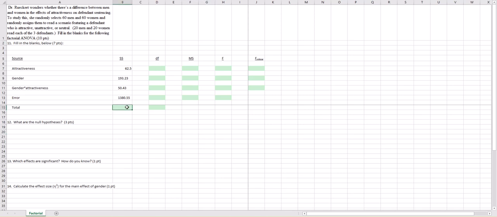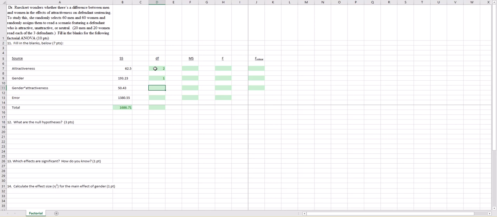Our total still equals the sum. The degrees of freedom is going to be how many attractiveness groups minus 1. There was 3, so that's 2. How many genders minus 1? 2 minus 1, so we have 1.